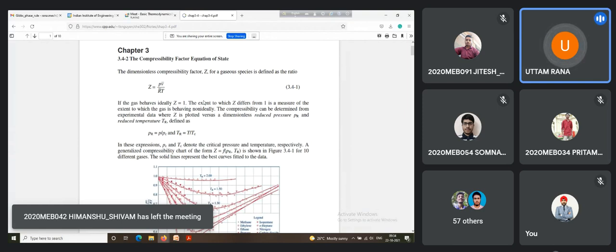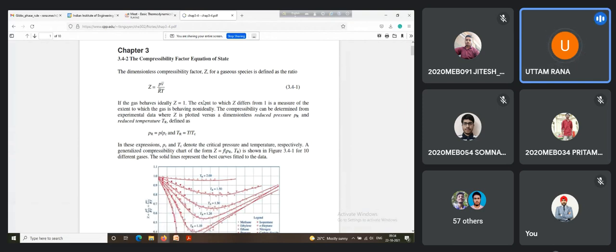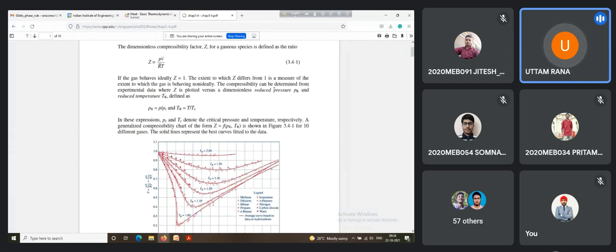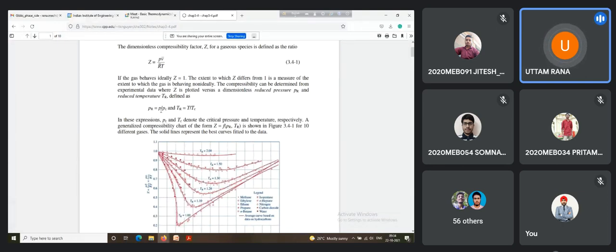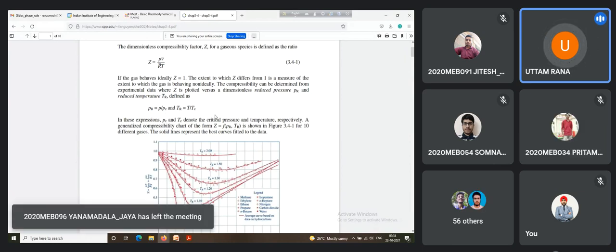And one very important observation is that it is more rational to plot pressure and temperature on a reduced scale. Let us define a reduced pressure: the pressure of the gas divided by the critical pressure. Similarly, we can define reduced temperature: temperature divided by the critical temperature. So it is basically a scaling kind of thing.